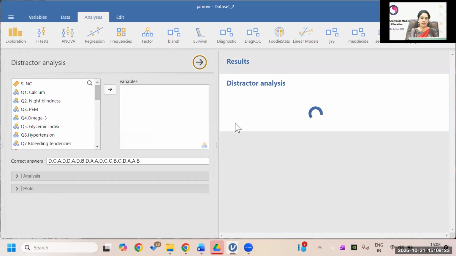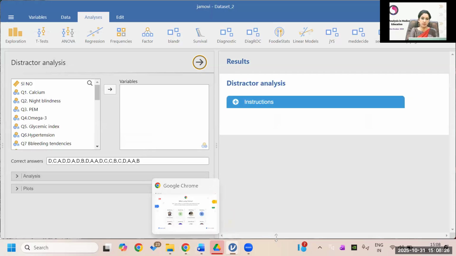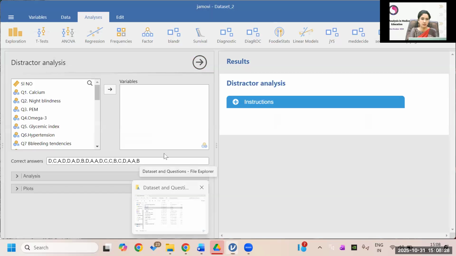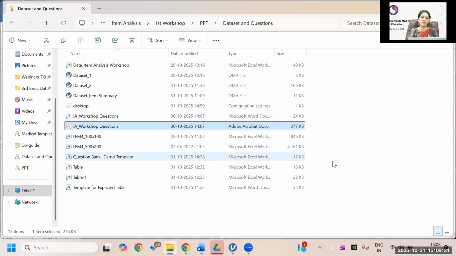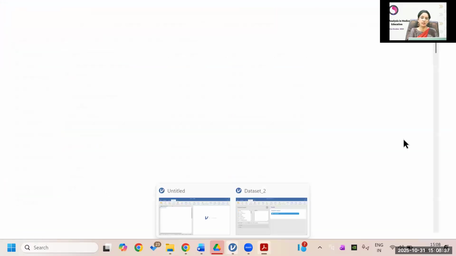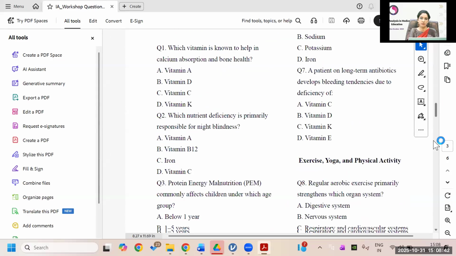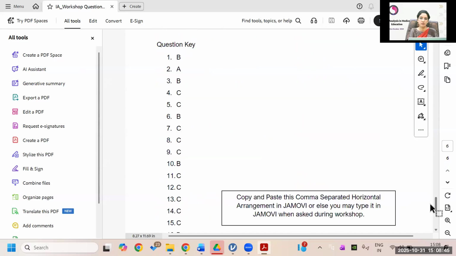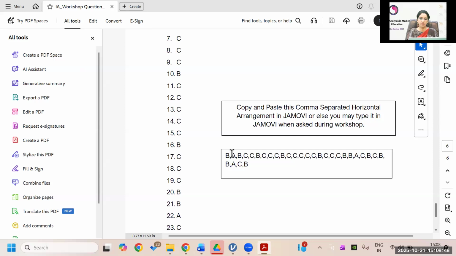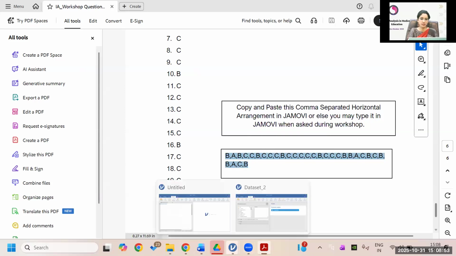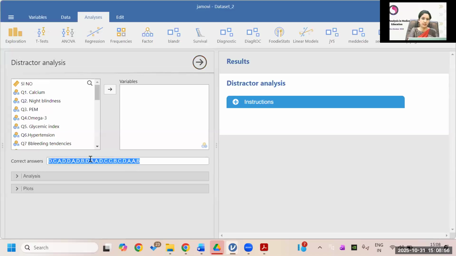Once you click on this distractor analysis, remember that PDF file which I was showing. You copy paste the option key, the correct key, from that PDF file to here in Jamovi. So what I'll do, I'll go here. This was the correct file. Then the option key, I will select this, Control C, go to Jamovi and delete this. Just to demonstrate, I will again copy paste this. So this is the correct response which I have pasted.